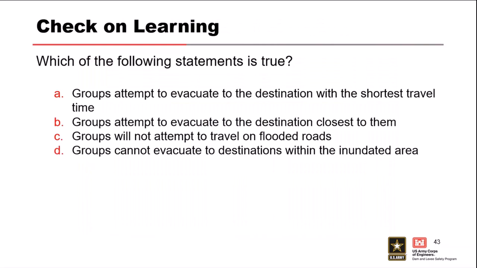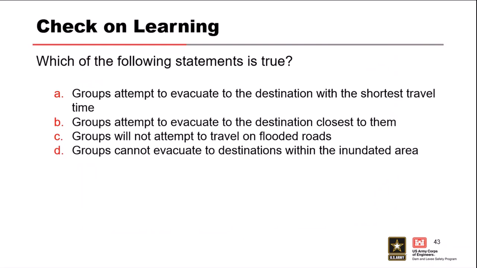All right. Check on learning. Which of the following statements is true? I'll read this way so I don't have to stare up. A: Groups attempt to evacuate to the destination with the shortest travel time. B: Groups attempt to evacuate to the destination closest to them. C: Groups will not attempt to travel on flooded roads. D: Groups cannot evacuate to destinations within the inundated area.